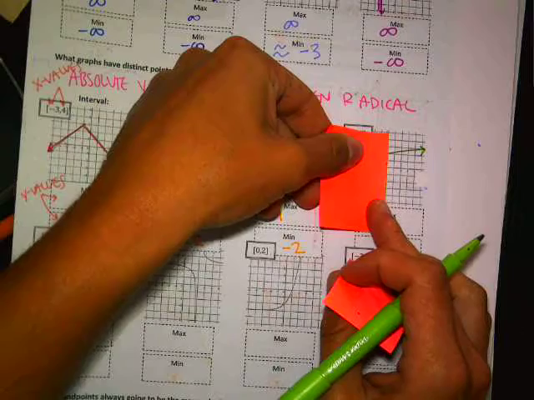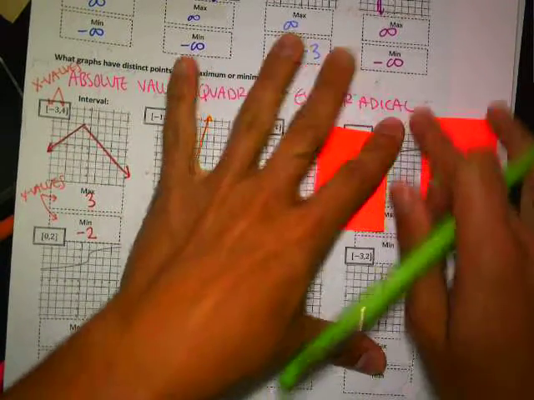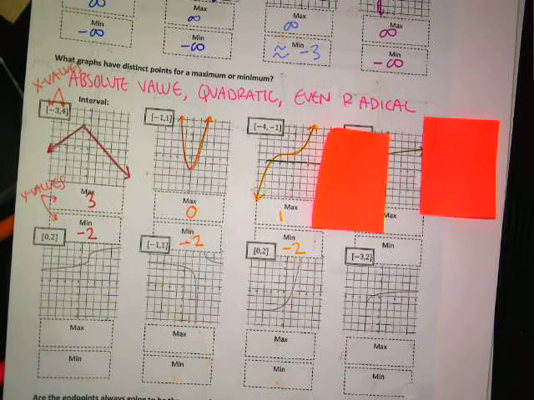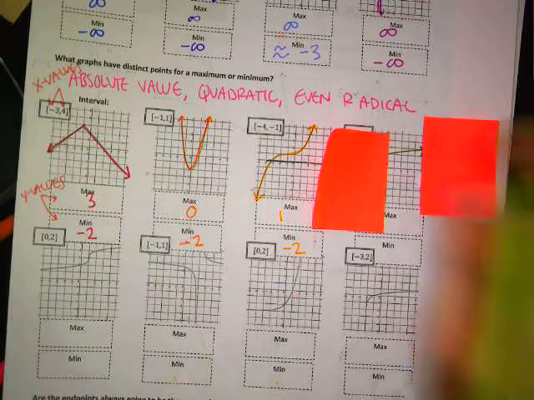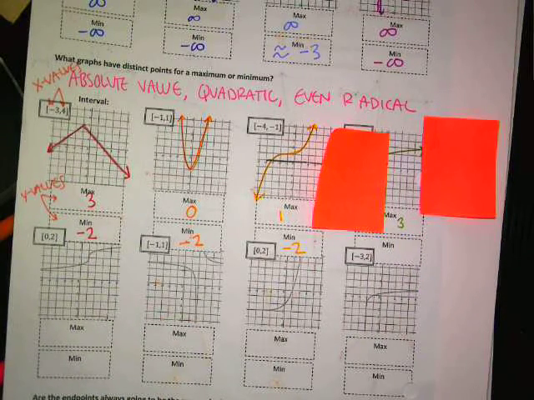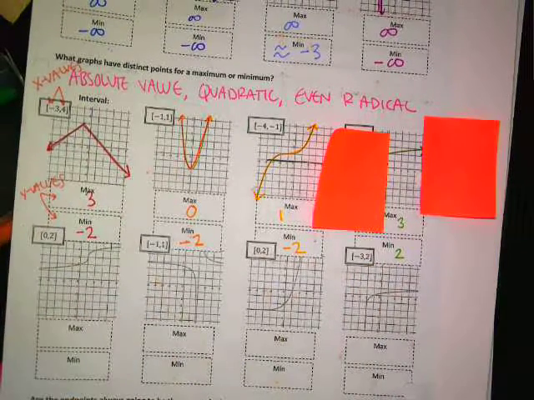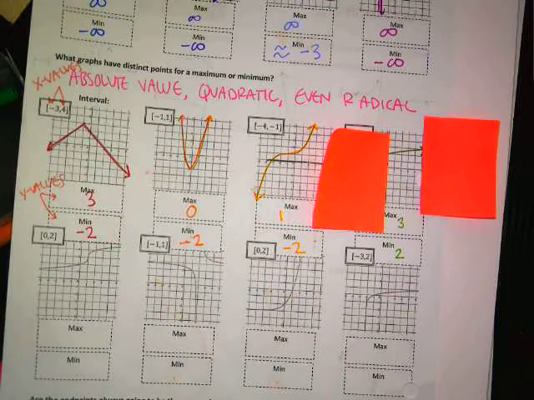So let's see, 0 to 5. On this one, 12. Haley, what's the max? 3, yes, and 16. Kiadra, what's the min on this one? 2, very good.